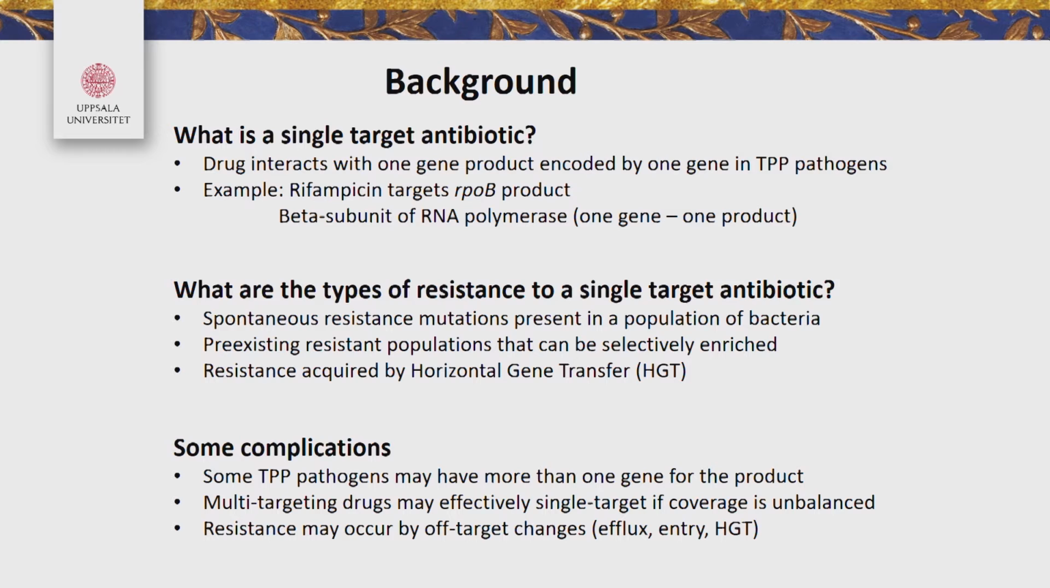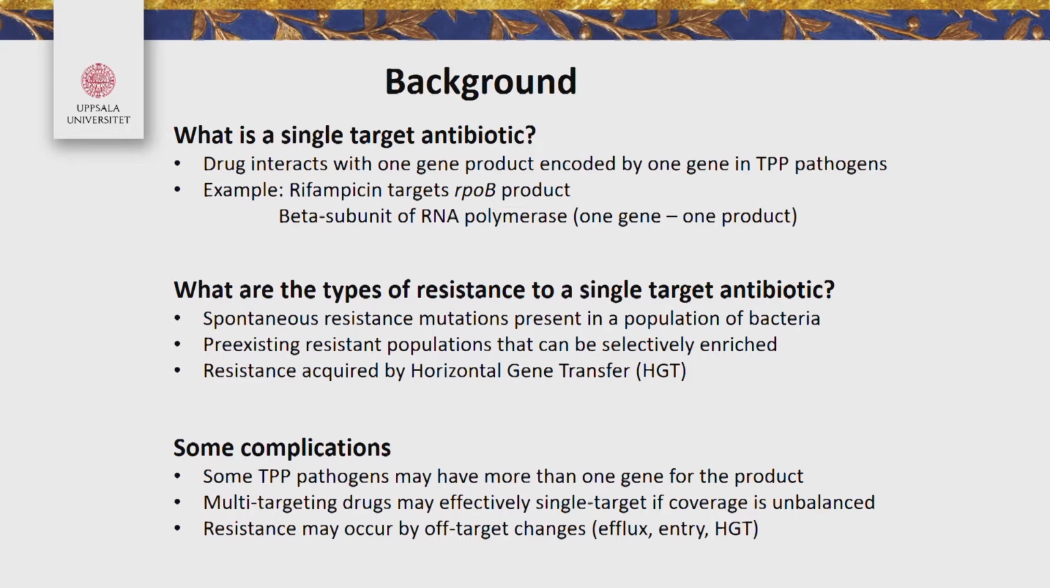So what is a single target antibiotic? A single target antibiotic is a drug that targets one gene product expressed by one gene in the TPP pathogens. So for example, rifampicin targeting the rpoB gene product, the beta subunit of RNA polymerase, one gene, one product. So that's an example of a single target drug.